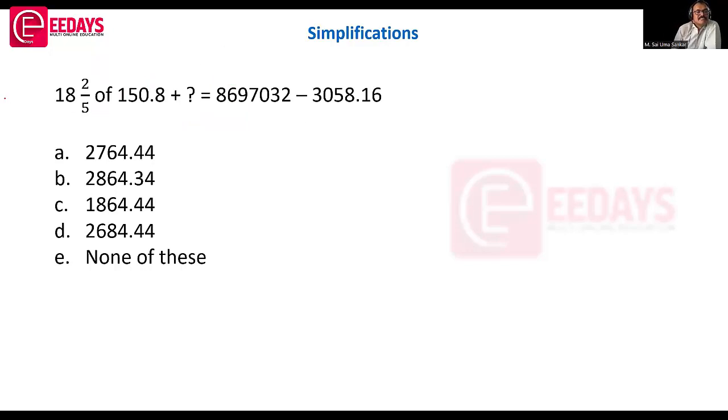$150. 92. 92 by 5. 5 gets cancelled. This is equal to 30. 92 into 30. So that equals 3 0 3 2 10 6. Next, 27. Next, what about this value? Suppose if you observe 3058, what happened? This value is 86 lakhs. Any one value more than 86 lakhs? No. What is the answer? None of this is the answer.